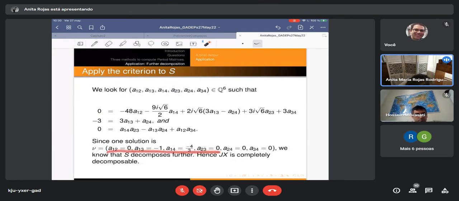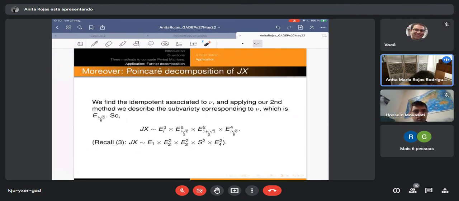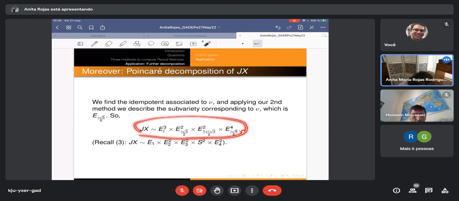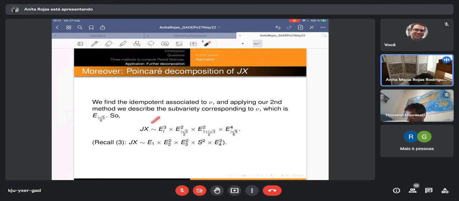So for that, we translate this tuple into idempotents and find the Riemann matrix of those images. And we found out that both of them are isogenous to that elliptic curve. So now we have the Poincaré decomposition of the Jacobian variety of that Riemann surface, and we can read more geometric information from that. So it is completely decomposable and it has complex multiplication. Unfortunately, this is an isogeny and not an isomorphism.